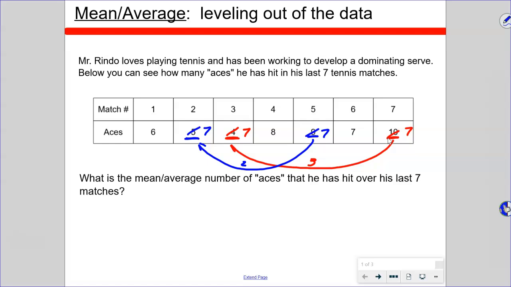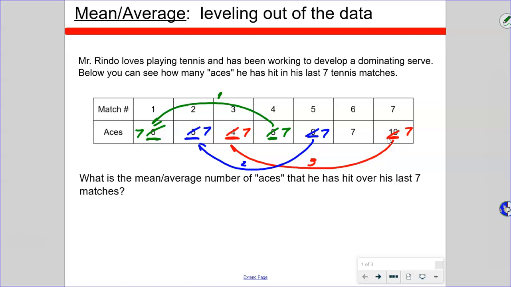We got a lot of 7s. 7 is a happy number. So our final step now, guys, I think you probably can see, is that I'm going to take from this 8 and give to this 6. And if I take just one 8 from the 8 and move it over to the 6, the 6 becomes a 7, and the 8 becomes a 7. And so now I've done it. I've leveled the data out, and there are 7 aces in every match.